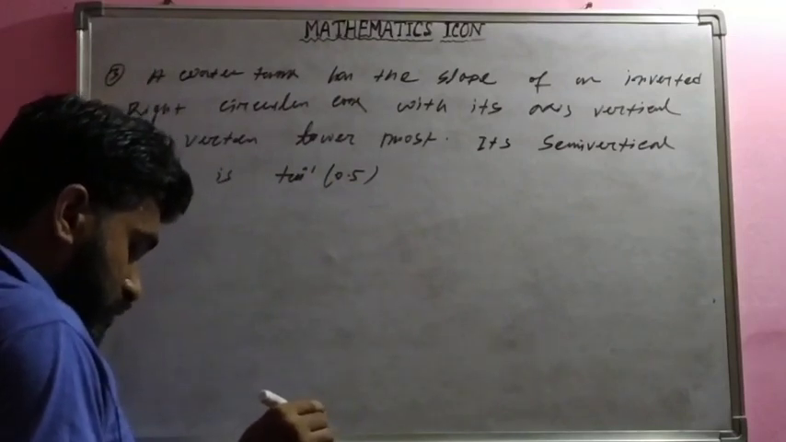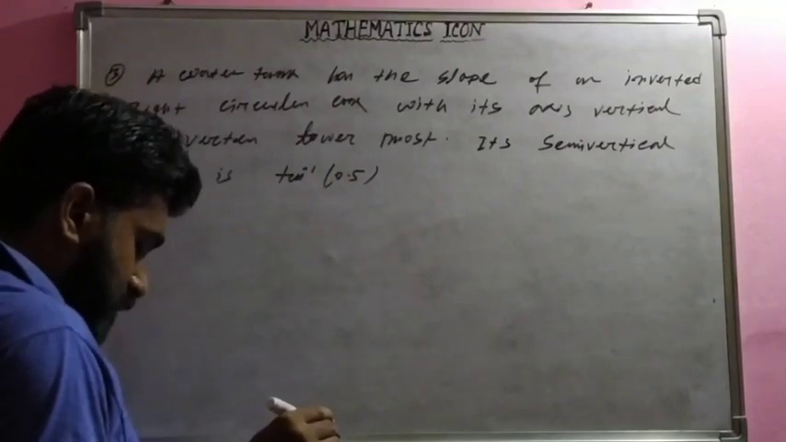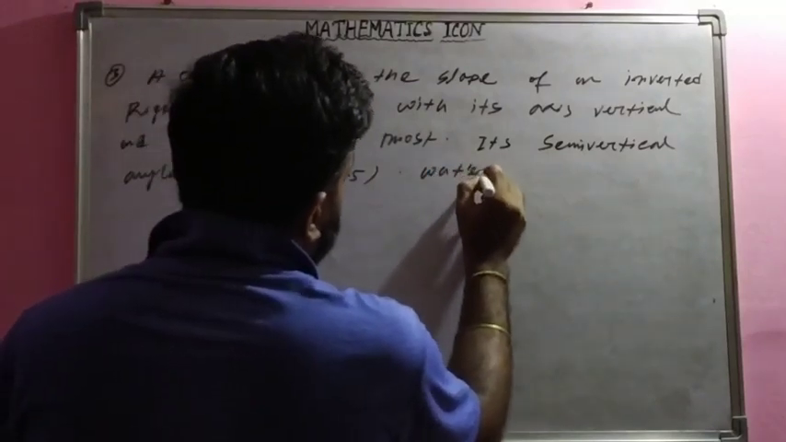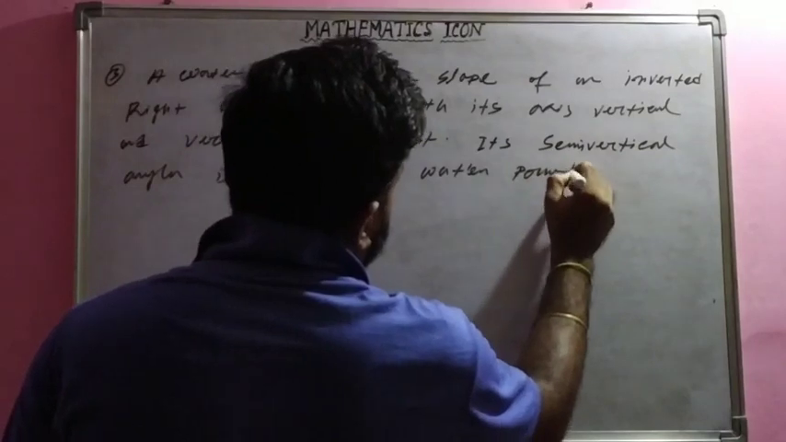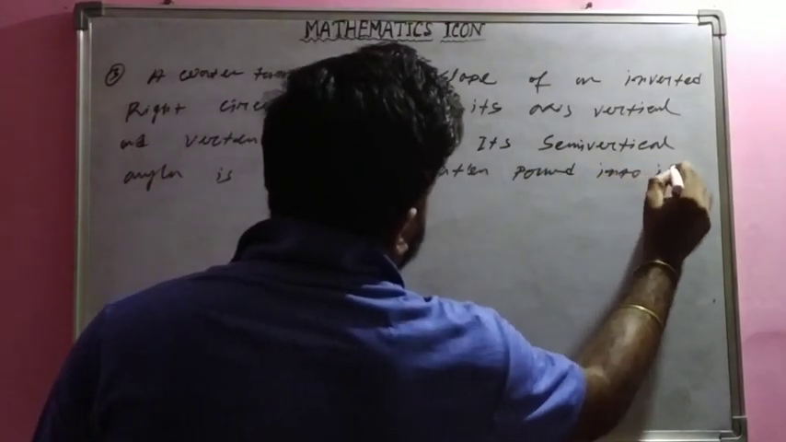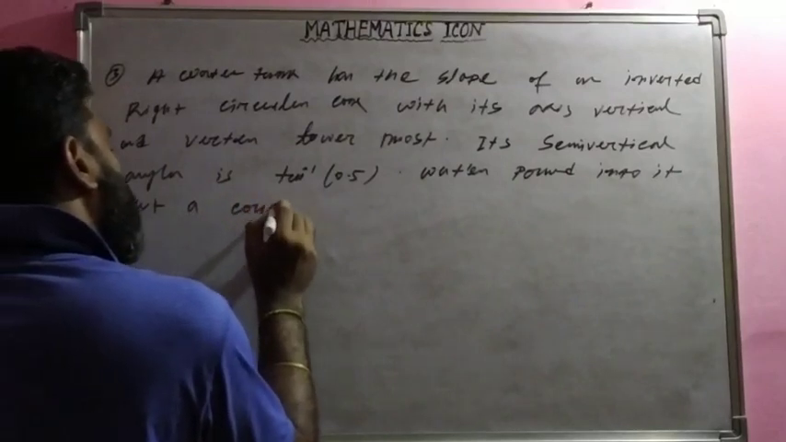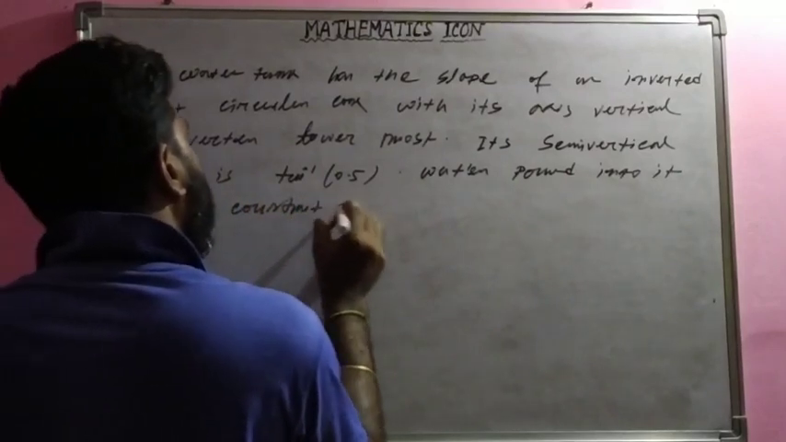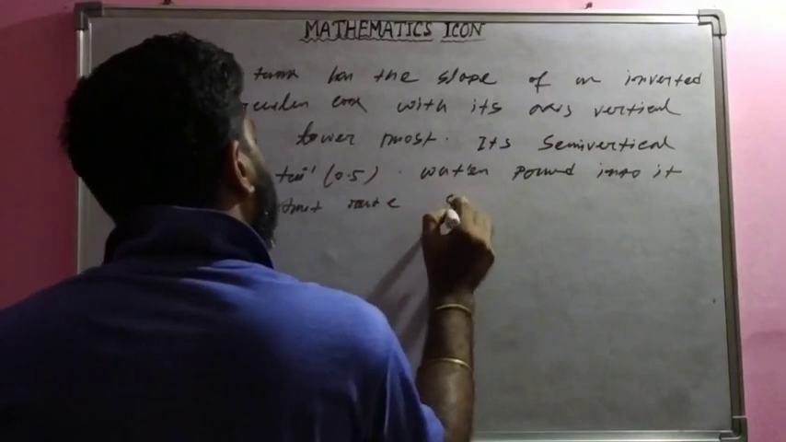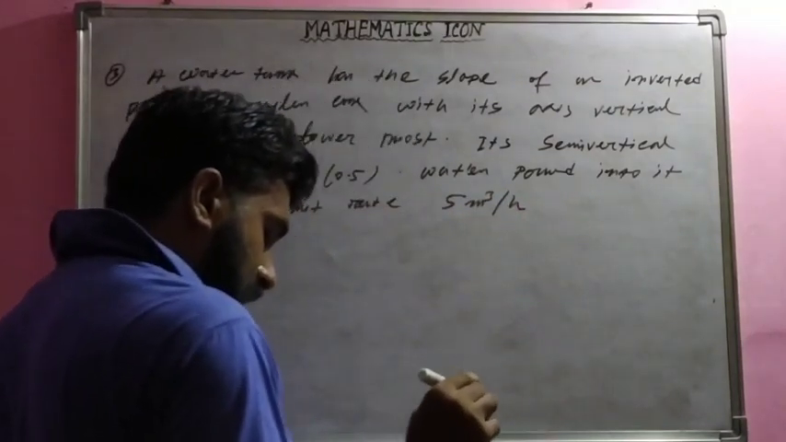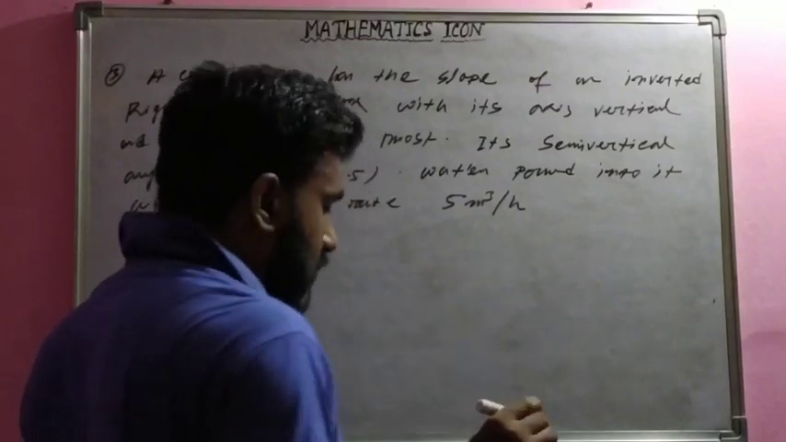Water is poured into it at a constant rate of 5 meter cube per hour. Find the rate at which the level of the water is rising.